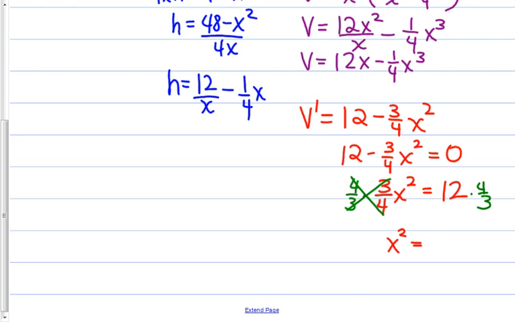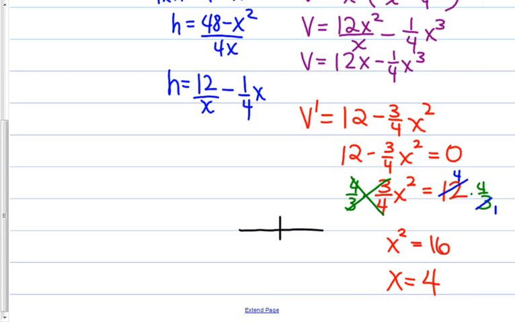48 divided by 3 is 16. Or, 3 goes into 3 one time, 3 goes into 12 4 times, 4 times 4 is 16, whichever. Let's take the square root of both sides. Technically, x is plus or minus 4. But we're dealing with actual lengths, so positive 4 is what we're going to use.